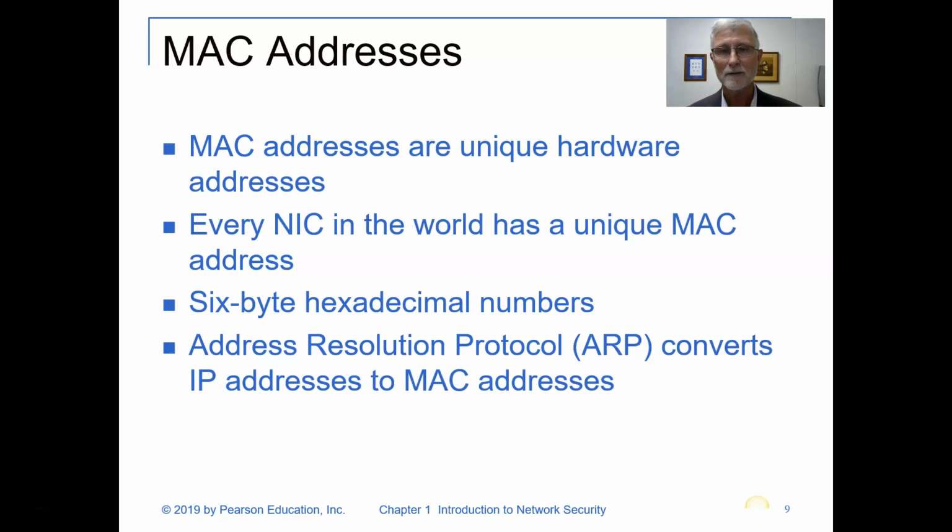It's a unique number that contains 6-byte hexadecimal numbers, where the first half identifies the manufacturer, and the second half is a serial number, a sequence number, so that you can pinpoint which manufacturer and which part of their inventory that network interface is.